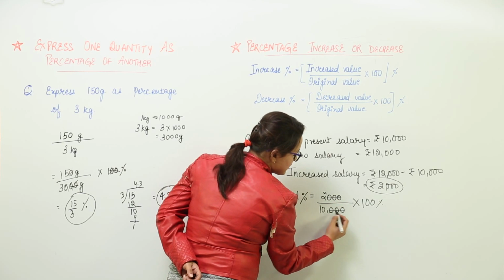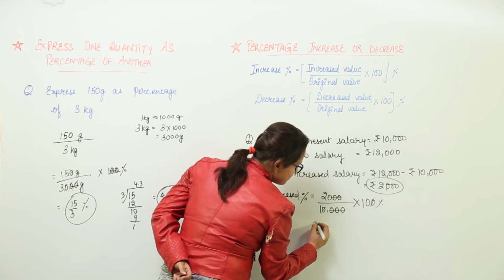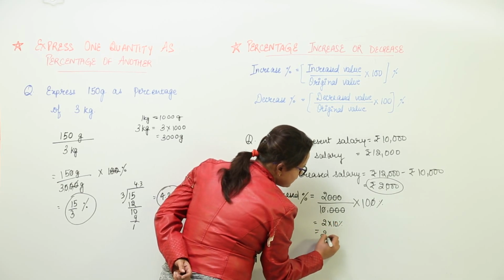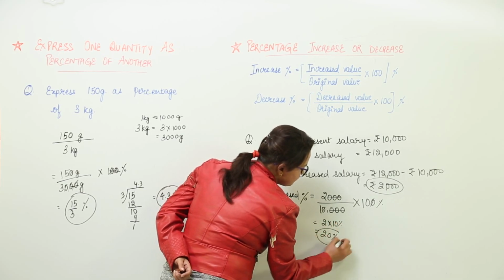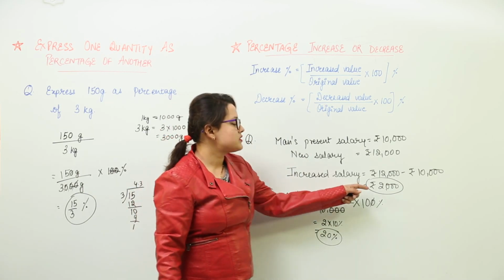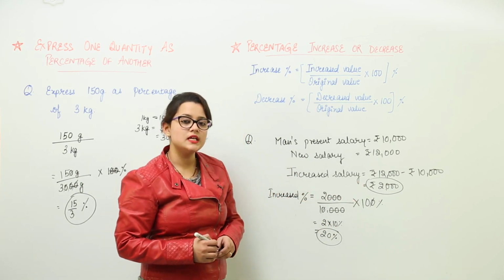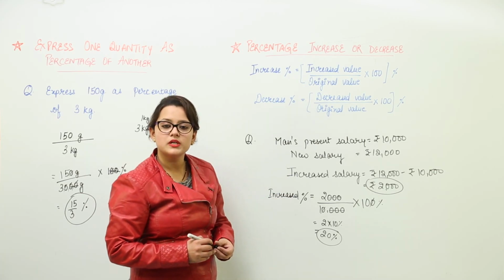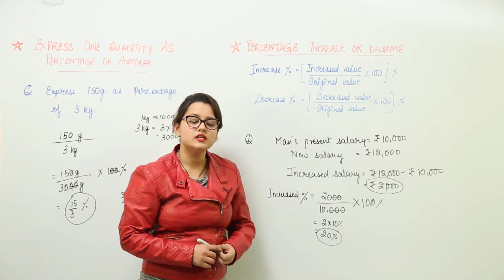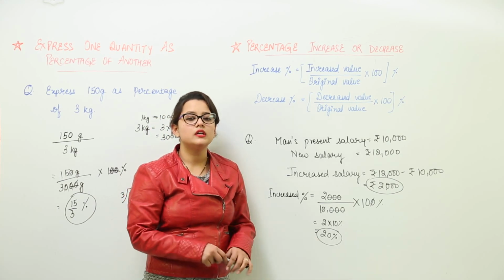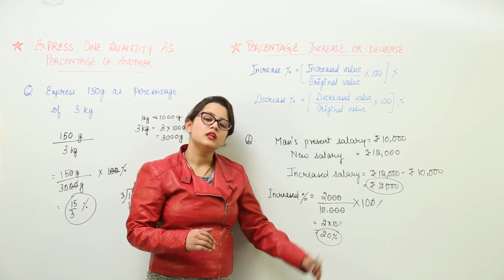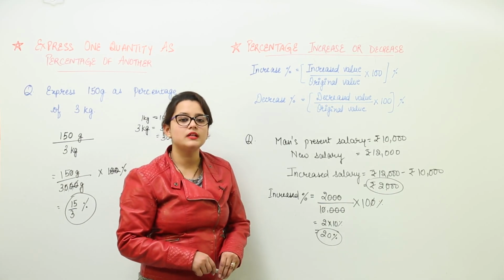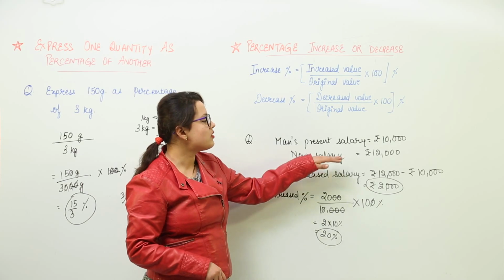Now on solving, what do we get? The 3 zeros get cancelled, 1 zero from here also. We get 2 into 10%. That comes out to be 20%. That means if you want to represent 2000 in the form of percentage, you can say that a man has got an increment of 20%, or you can say he has got an increased salary of 20%. Earlier he was getting 10,000. Now the next month he received a 20% increase in his salary, that is rupees 2000.